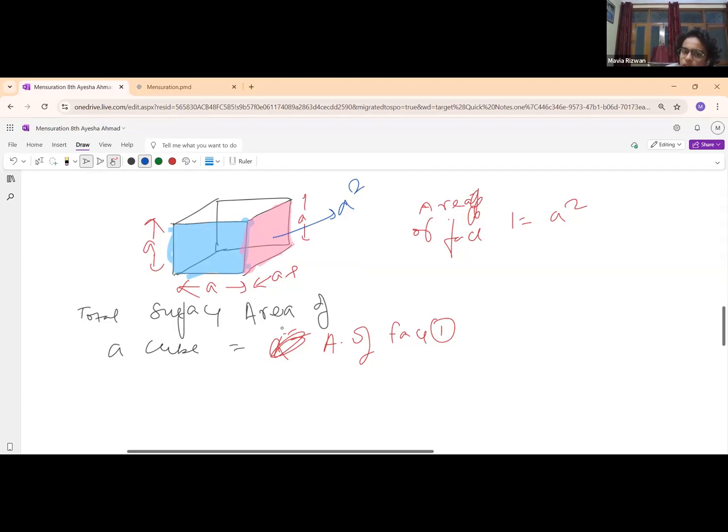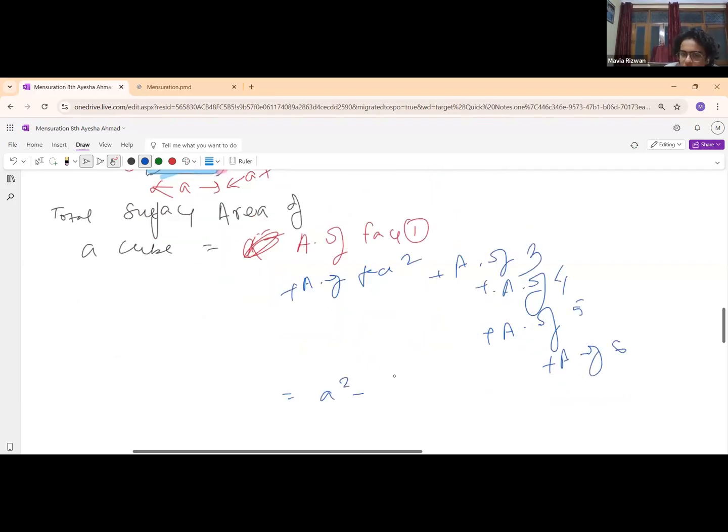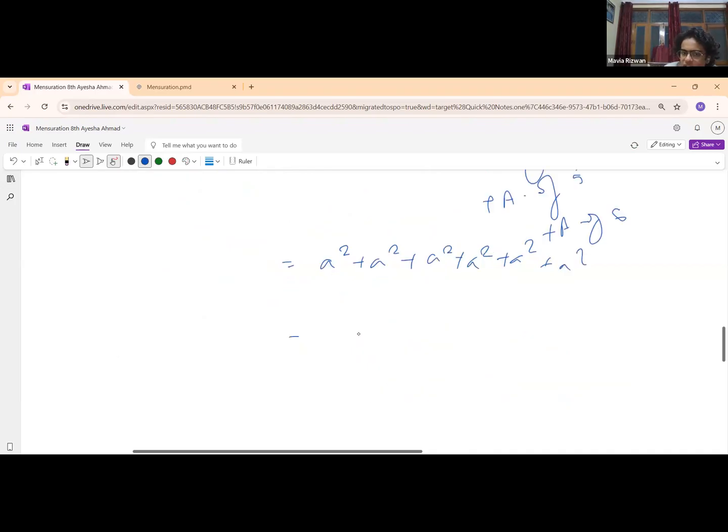Six. So area of face 1 plus area of face 2 plus area of face 3 plus area of face 4, plus area of 5 plus area of 6. Every face is what? A square. So this is a square plus a square plus a square plus a square plus a square plus a square. So that is 6a square. That is the total surface area formula of a cube.